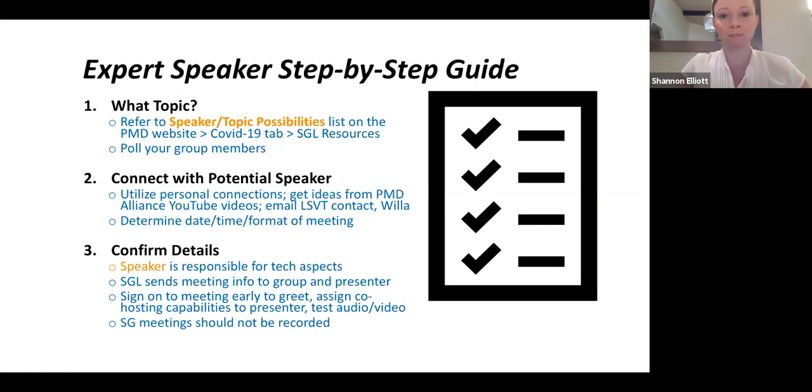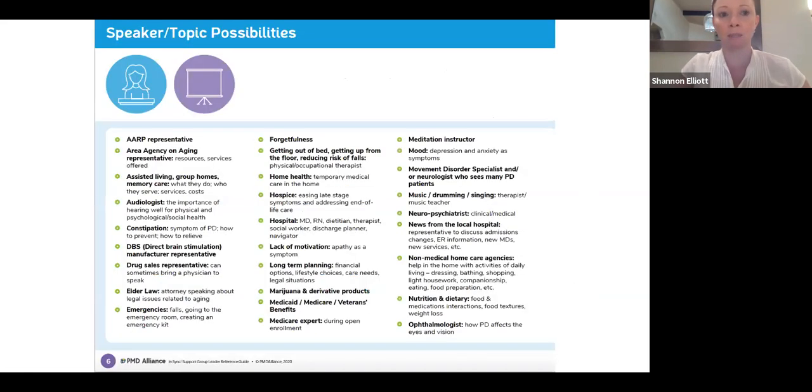Okay, so this speaker and topic possibilities reference guide that I was just mentioning before, here is page one here. So it's in alphabetical order. So anything from an AARP representative to someone who talks about nutrition, having an ophthalmologist come on and talk about how PD affects the eyes. So there are all these different ideas and topics for potential speakers. So it's really just a good way to get your brain flowing on that.